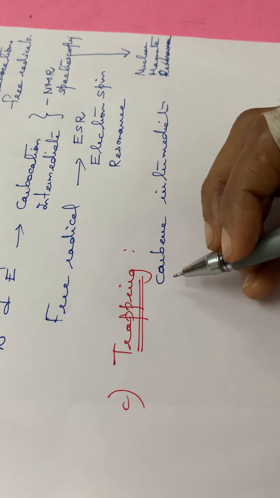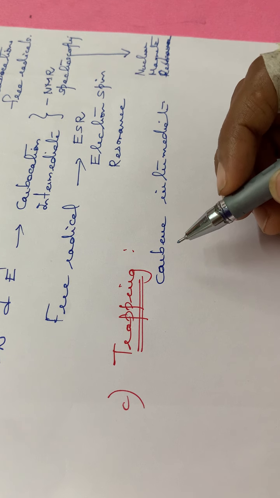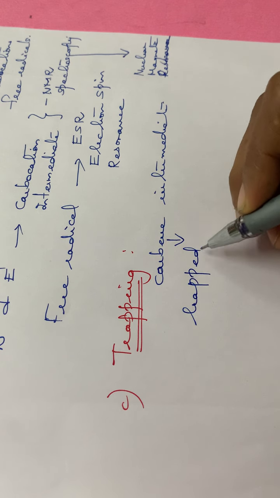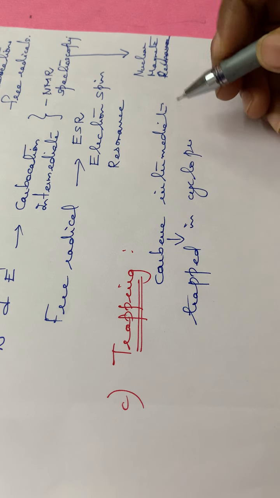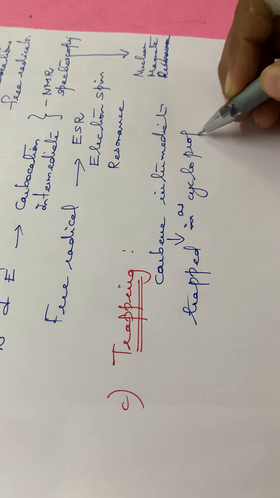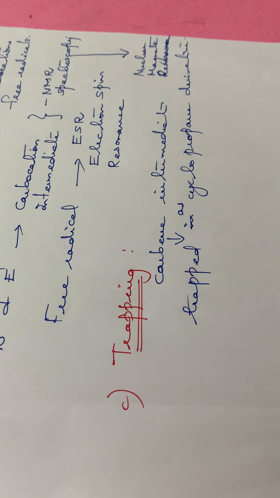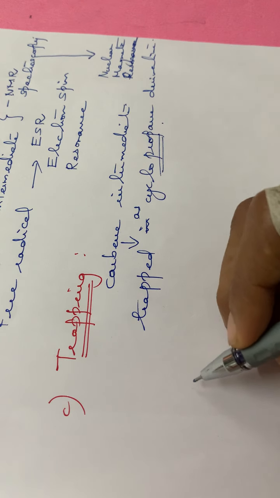Normally this carbene intermediate will be trapped as a cyclopropane derivative. That is, normally some anthracene etc. will be used for the trapping of benzyne intermediate. So this carbene intermediate is trapped as a cyclopropane derivative. So I'll be writing the reaction.